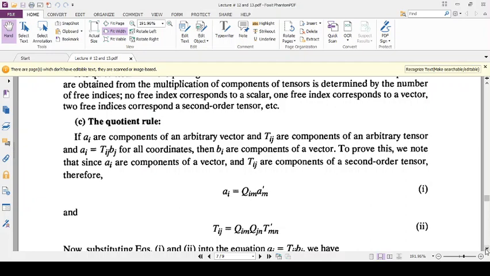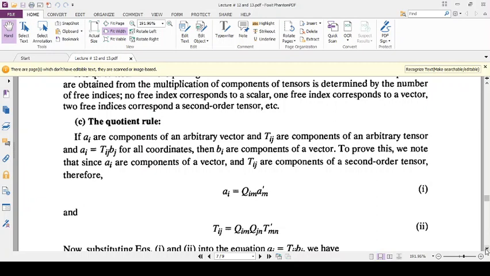This is a simple quotient rule. If a_i are the components of an arbitrary vector, and T_ij are components of an arbitrary tensor, and this thing is given, a_i equals T_ij b_j for all coordinates, then b_i are the components of a vector.